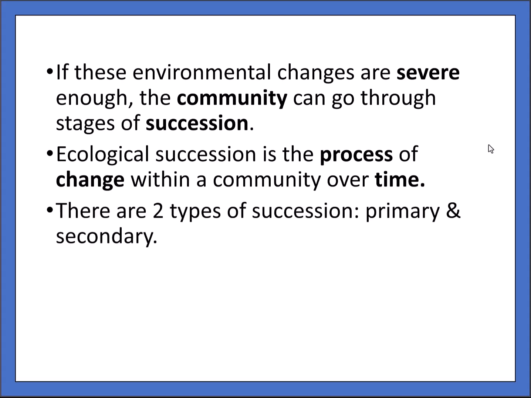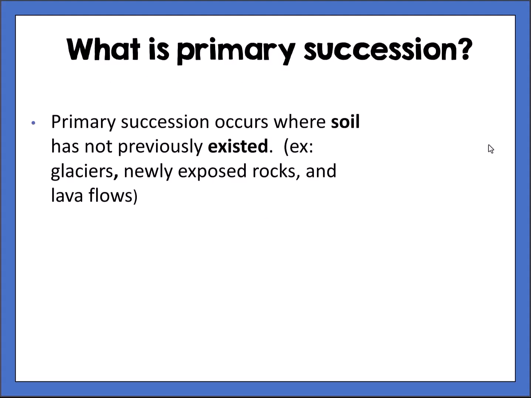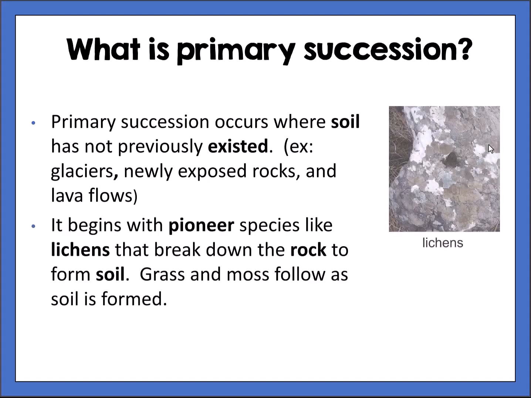There are two types of succession: primary and secondary. Primary succession occurs where soil has not previously existed. So this would be on, let's say, glaciers, where glaciers have melted and left till behind, newly exposed rocks, and lava flows. So this would be a very dramatic change to an environment. It begins with pioneer species like lichens that break down the rock to form soil. Grass and moss follow as soil is formed.